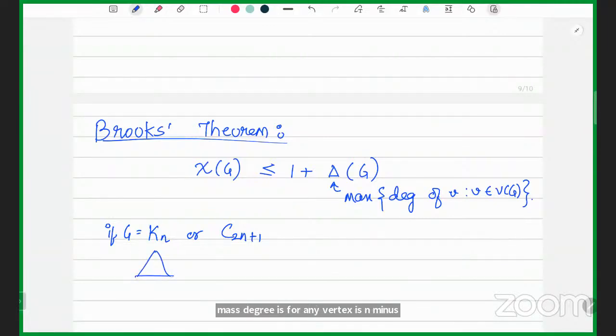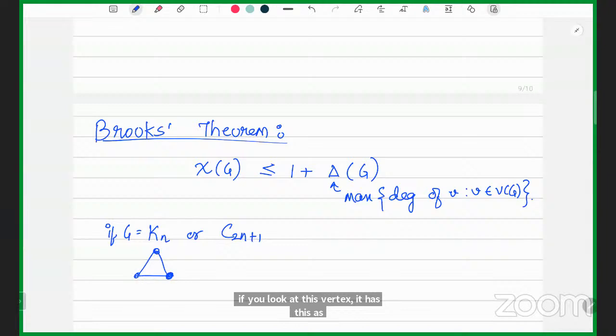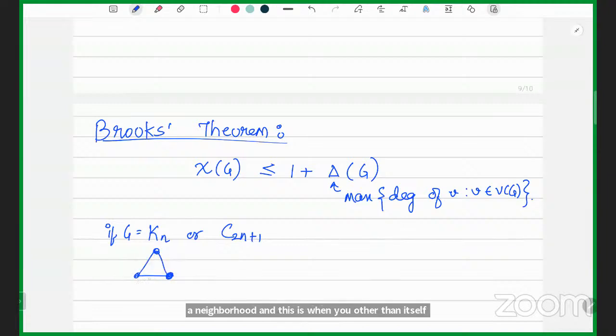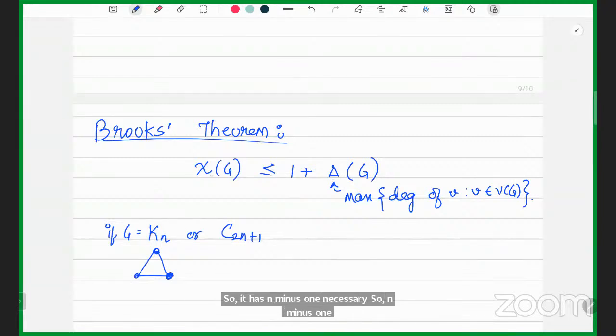Let's say you look at this vertex, it has this as a neighbor and this as a neighbor, two neighbors. Other than itself, it is adjacent to everything else. So it has n minus 1 neighbors. So n minus 1 plus 1 is n, which is the chromatic number, so equality holds.